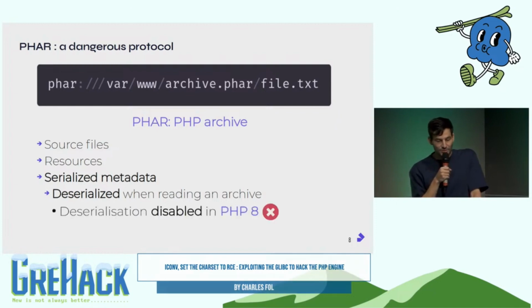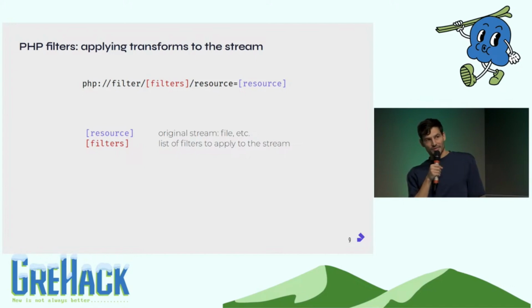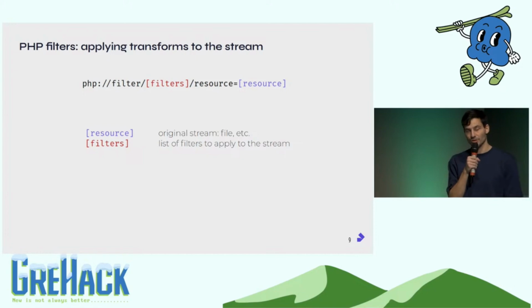But in PHP 8, the deserialization has been removed because they actually didn't use the serialized metadata. So it made absolutely no sense. But yeah. So starting from PHP 8, which came out 4 years ago, this attack vector is gone. So people have started to think about other attack vectors, and they are focused on php://filter, which allows you to apply transforms to a stream before it's returned to you.